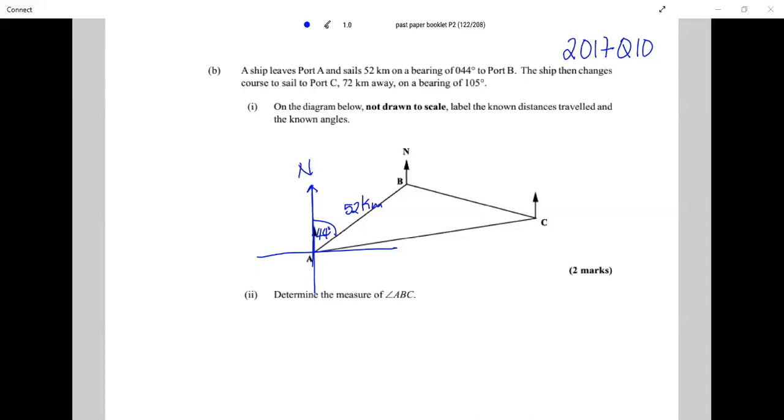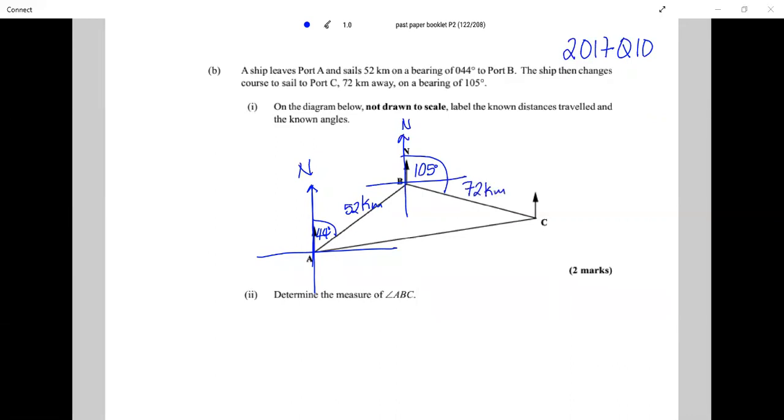All right. Then it says the ship then changed course to sail to Port C, 42 kilometers away on a bearing of 105 degrees. So bearing is measured clockwise from north, coming around. This angle here is 105 degrees. All right, this would be north. And the distance here is 72 kilometers.